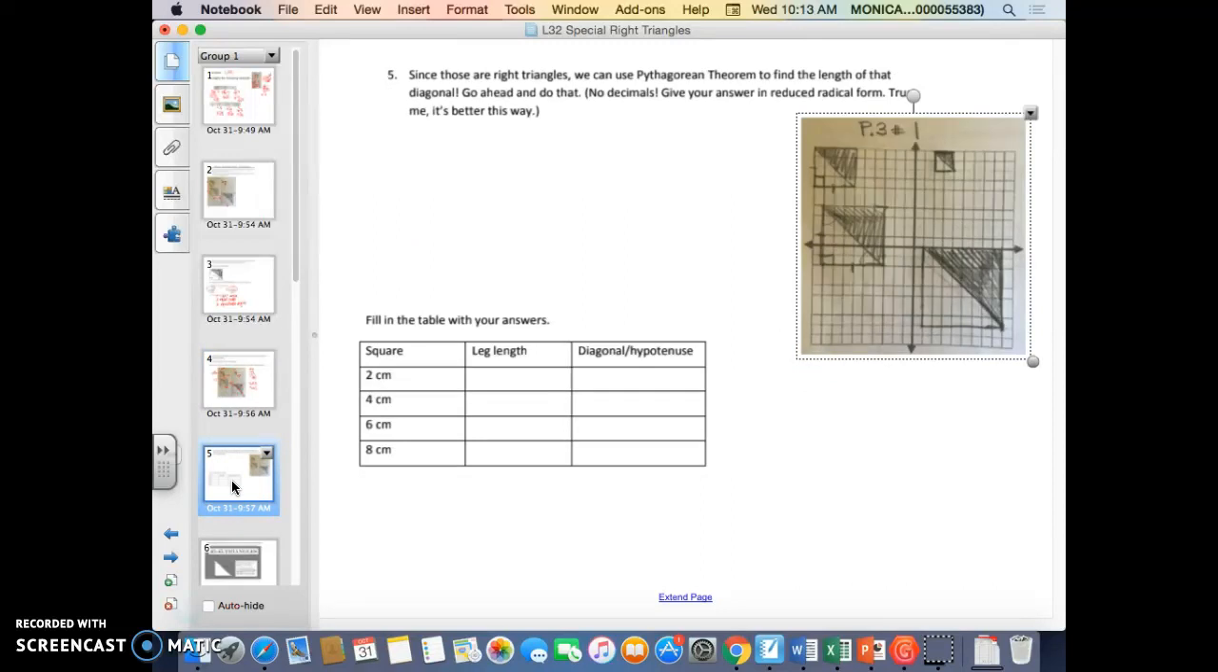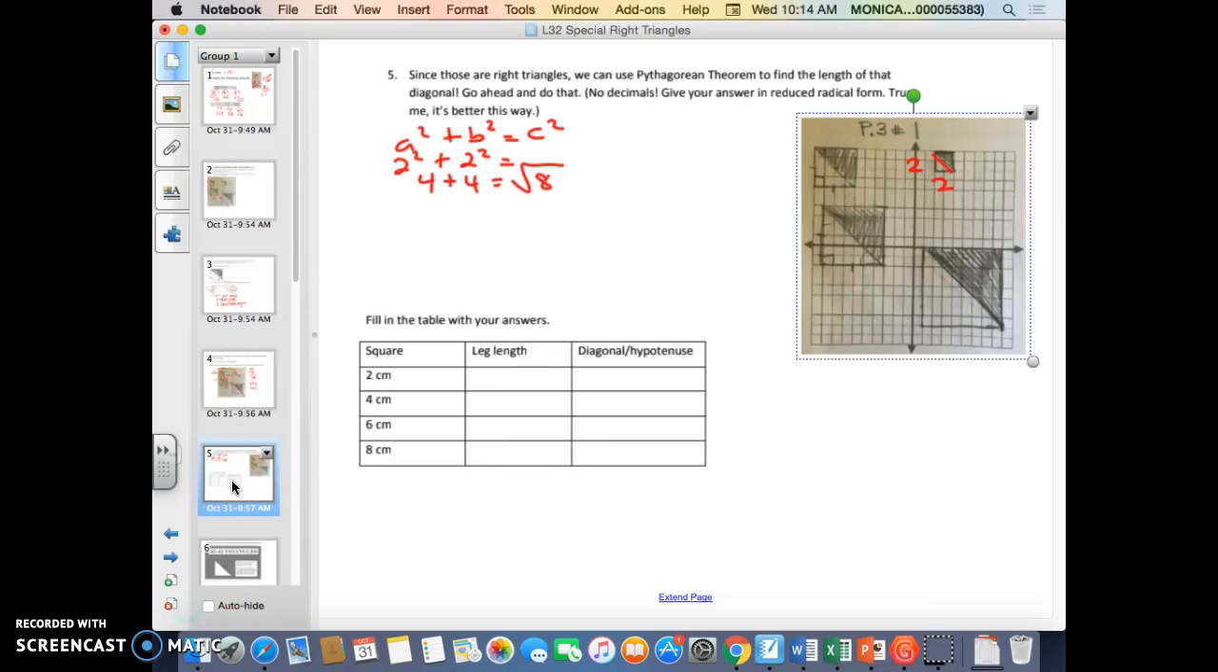All right, so now that we know that they're right triangles, we can use the Pythagorean theorem to find the length of the diagonal. Let's look at the 2 centimeters by 2 centimeters square, and we're looking for this diagonal here. So basically we're saying a squared plus b squared equals c squared. We know a and b are the same, so it'd be 2 squared plus 2 squared, that's 4 plus 4, which is 8. And the last step is to take the square root of 8.